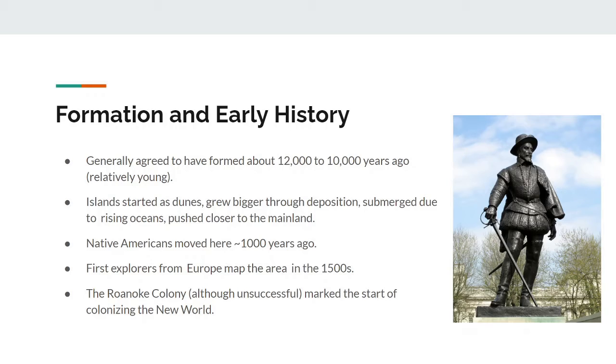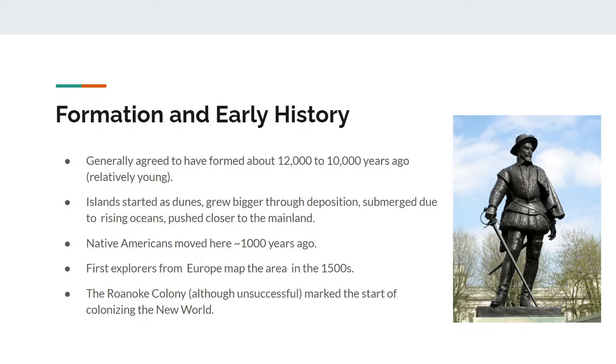So how did the Outer Banks form? While this is not extremely clear, most people agree that these barrier islands formed about 10,000 to 12,000 years ago, or around the time of the last ice age. And even though this might sound like a long time, it's still extremely young compared to a lot of other things, such as the Appalachian Mountains, which formed almost 500 million years ago.